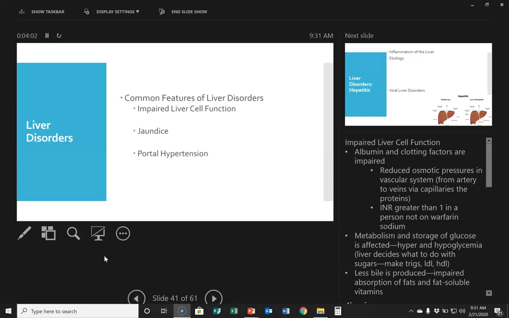Metabolism and storage of glucose can be affected. This can put a person into hyperglycemia and hypoglycemia just because the liver is the central hub of what it does with sugars. Does it make a triglyceride? Does it make an LDL? Does it make an HDL? The liver decides that. Less bile is produced, which impairs the absorption of fat and fat-soluble vitamins.